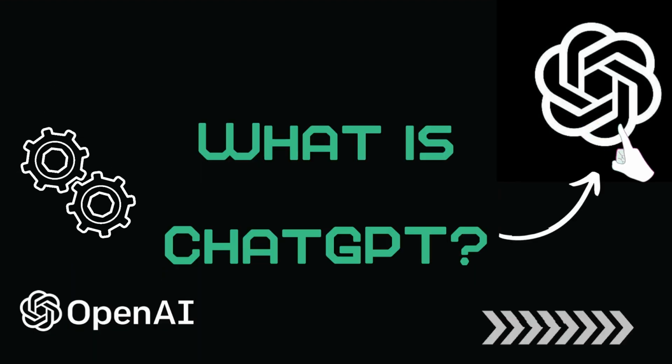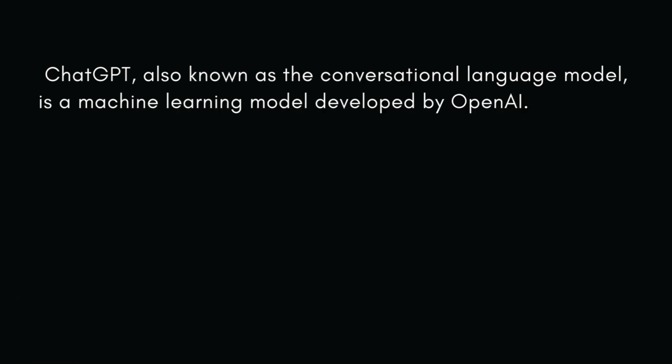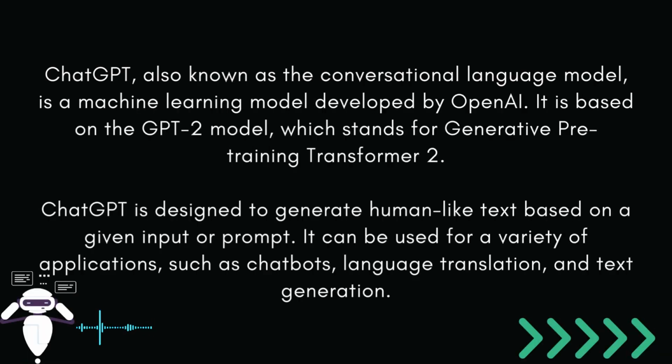First of all, what is ChatGPT? ChatGPT, also known as the Conversational Language Model, is a machine learning model developed by OpenAI. It is based on the GPT-2 model, which stands for Generative Pre-training Transformer 2. ChatGPT is designed to generate human-like text based on a given input or prompt. It can be used for a variety of applications, such as chatbots, language translation, and text generation.